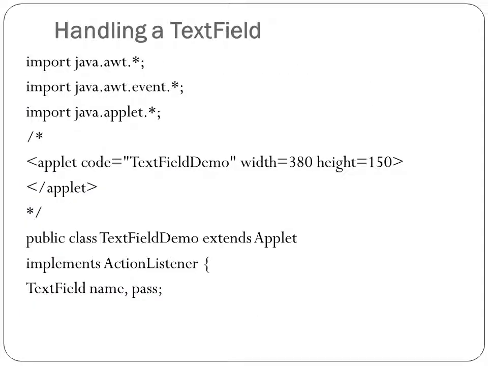Then this is an example program that demonstrates a text field. Here also we are using an applet window. We have to extend Applet and also implement ActionListener, because here an action event is generated. Here we are using two text fields, name and password.